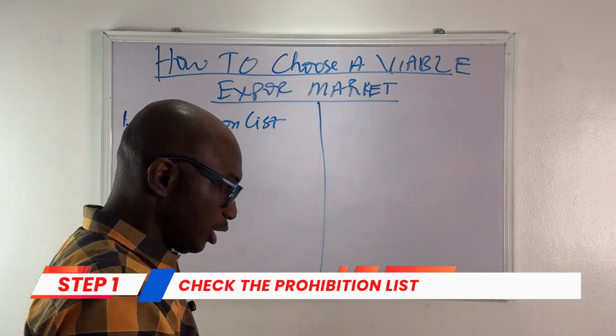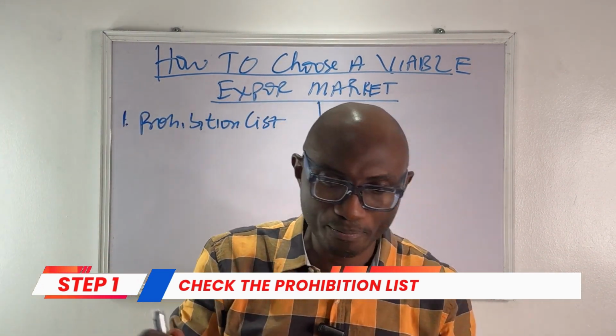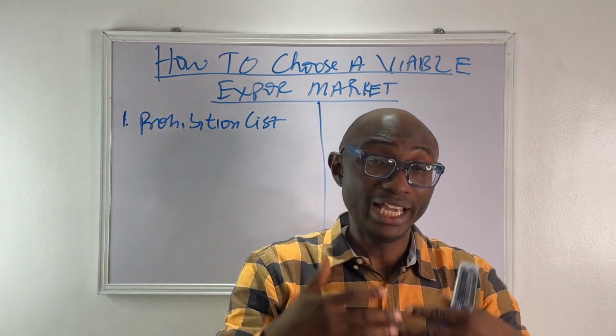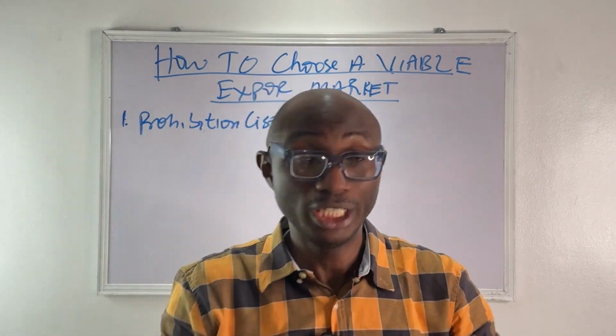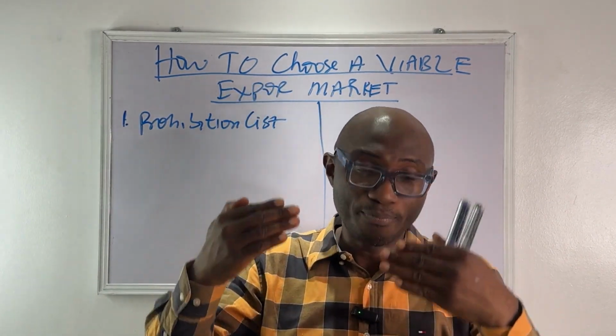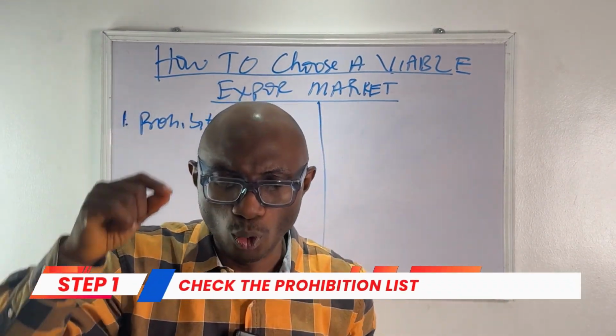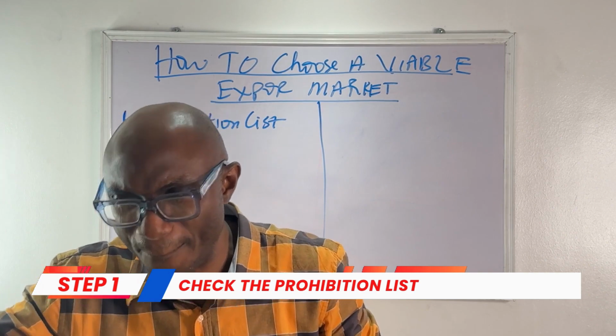What does that mean? You cannot export to a country a product that is not allowed in that country. So, is this item you want to export on the prohibition list?